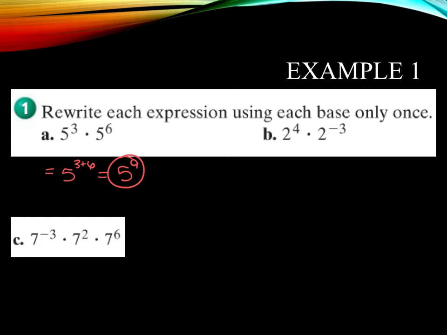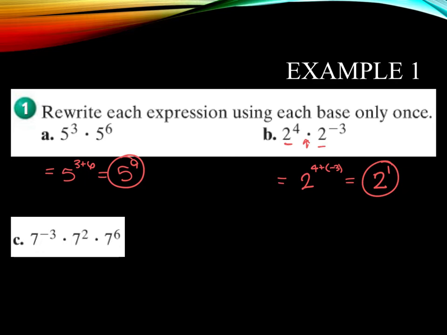Likewise, for part B, I have a same base of 2. It's being multiplied. So this tells me my base is going to be 2, and then I have 4 plus a negative 3, which is really 4 minus 3. So this is going to give me 2 to the 1st power.